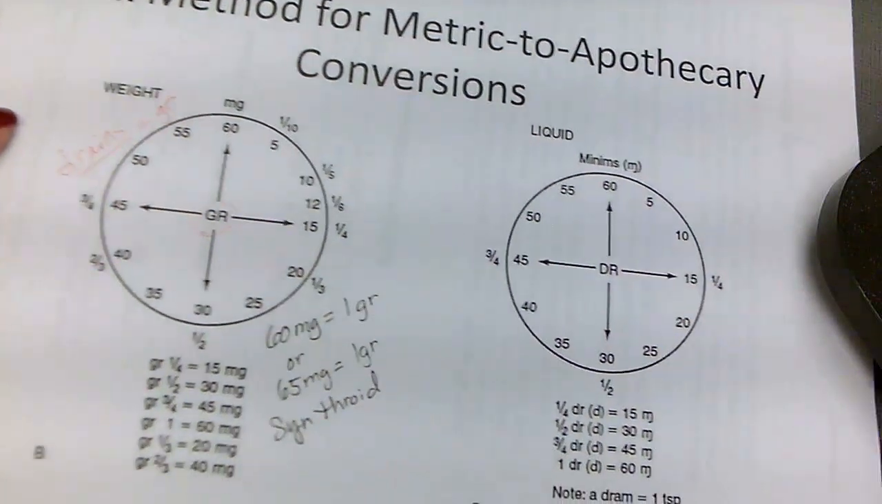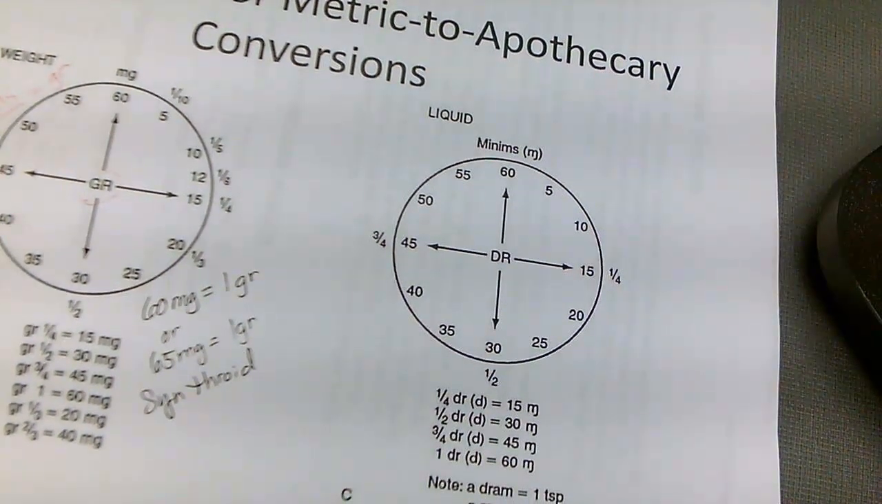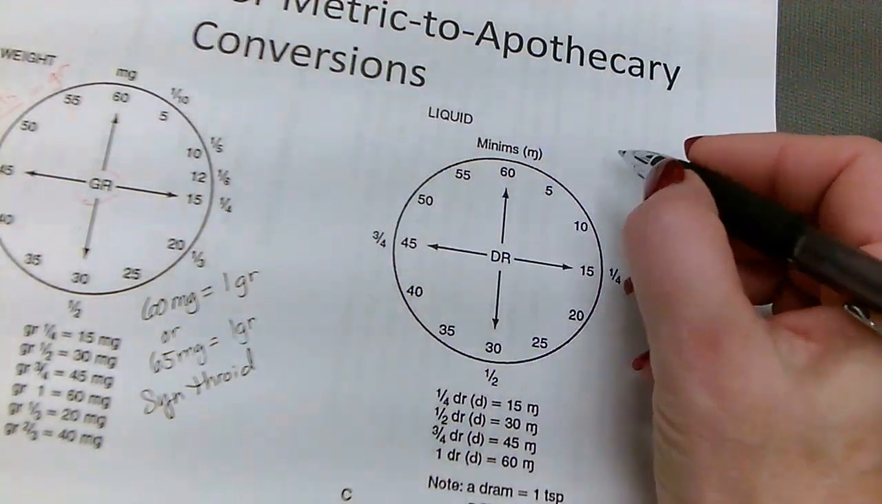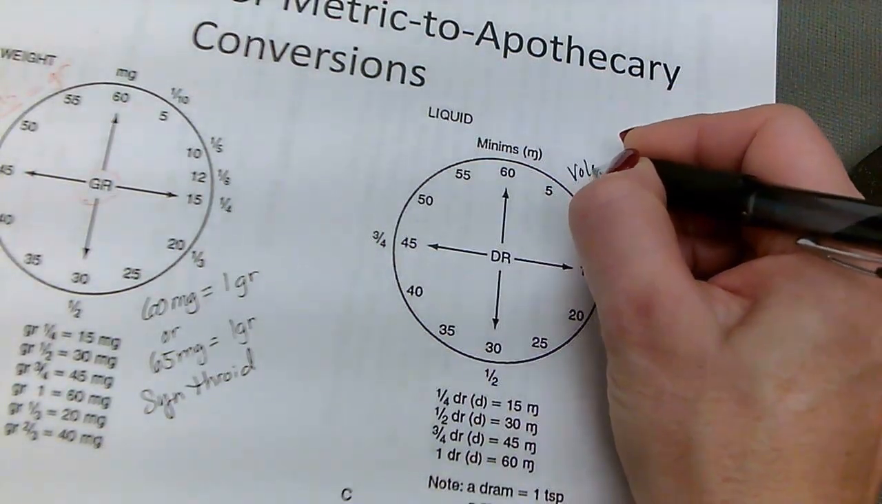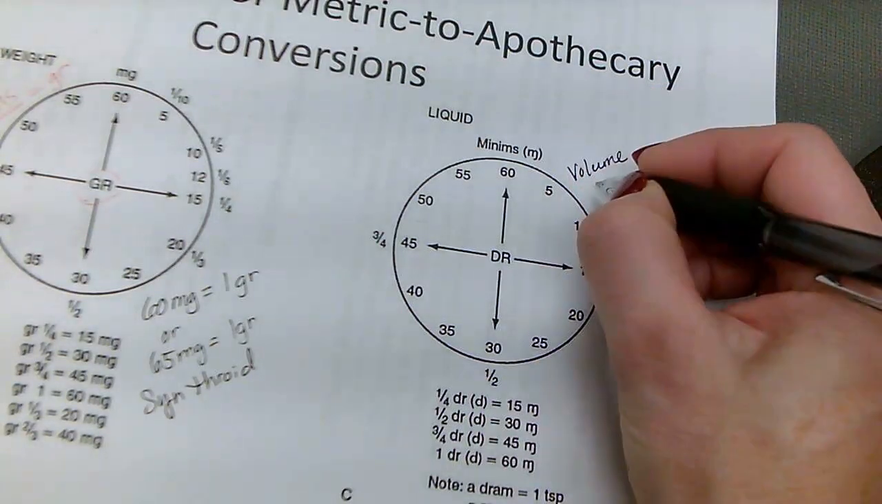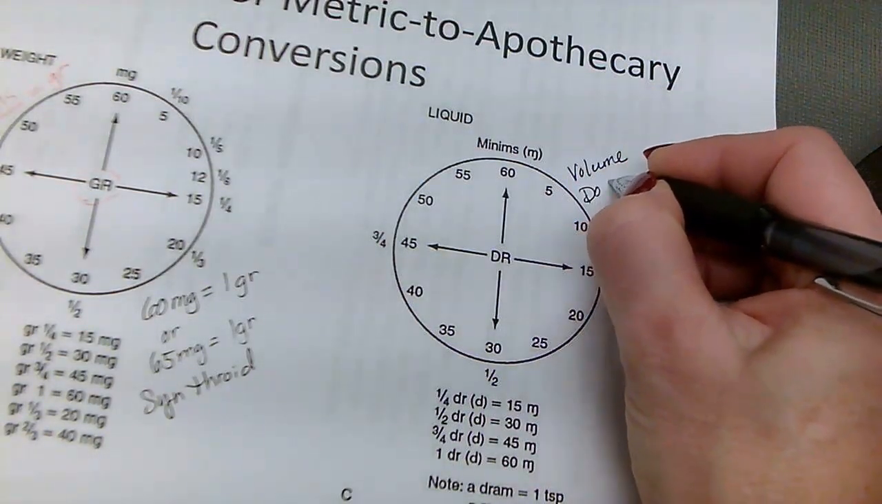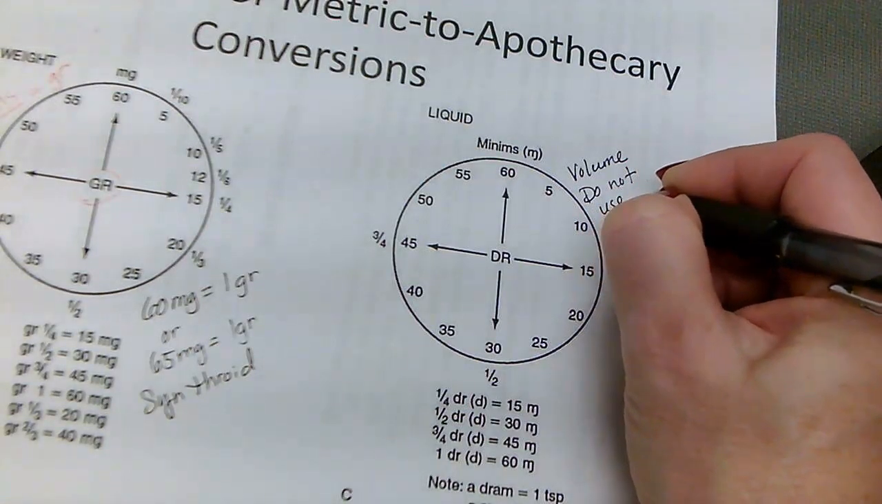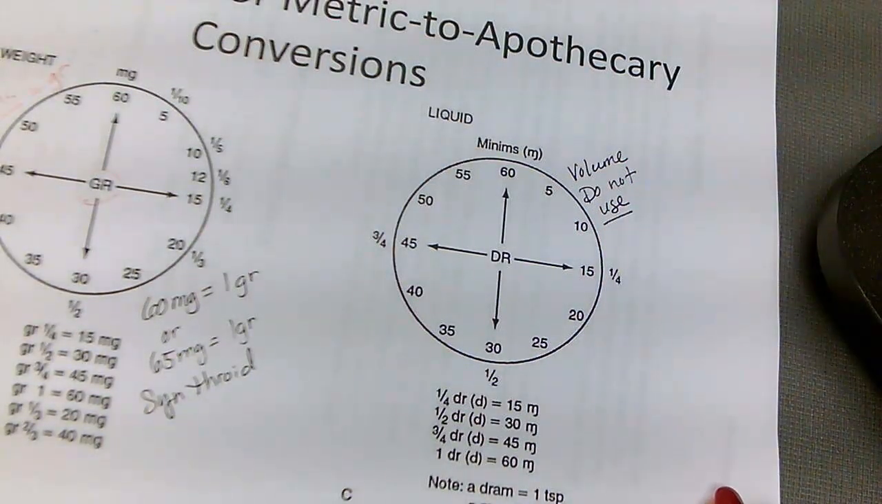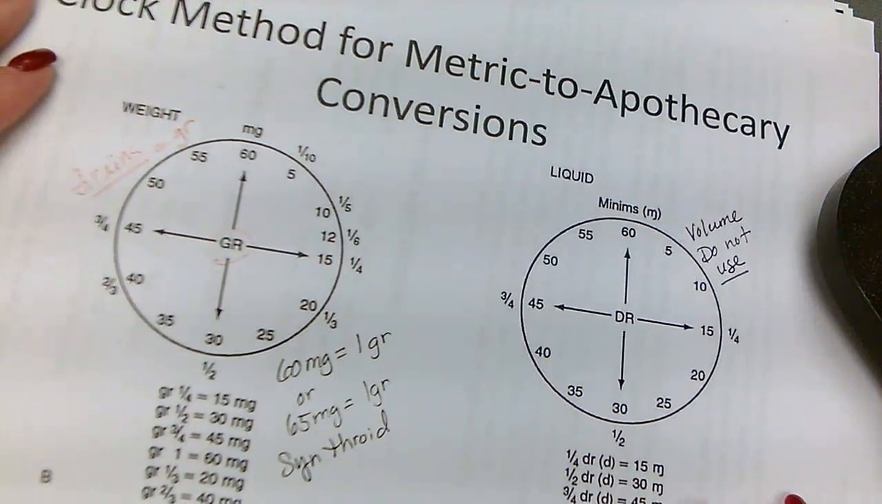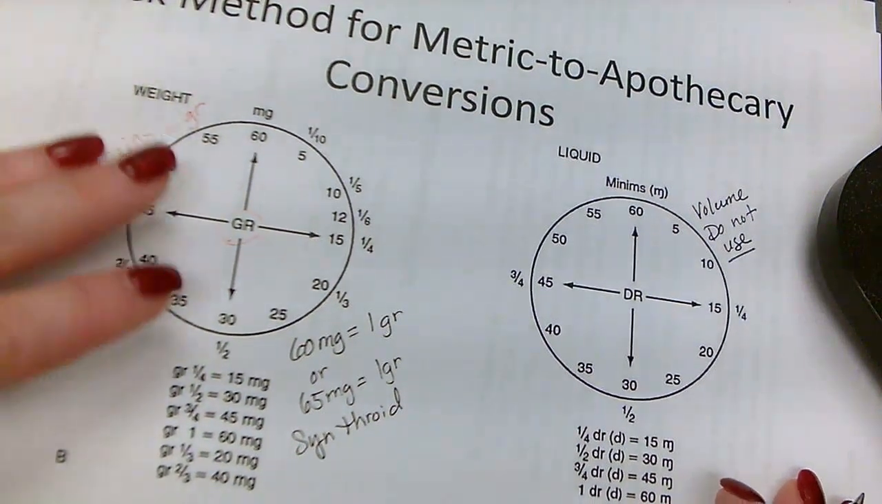Now, the liquid form is dram, and that's over here. So this is like our volume measurement, and we don't use this. So I'm not worried about the drams, but I do want you to know grains.